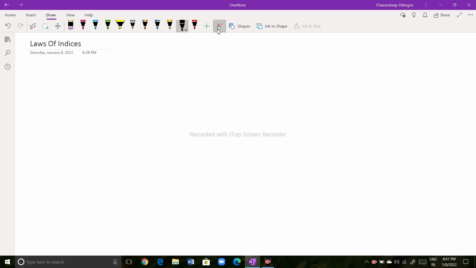Let's start off with the chapter indices. In this chapter, we'll see the laws of indices and how we can apply the laws to the questions.